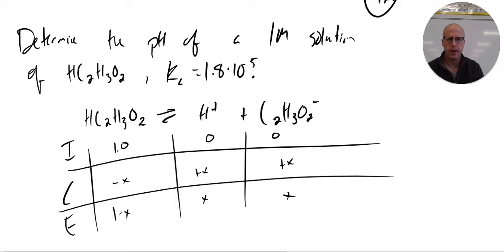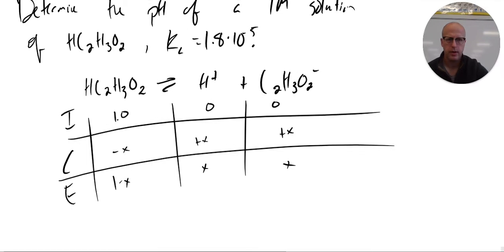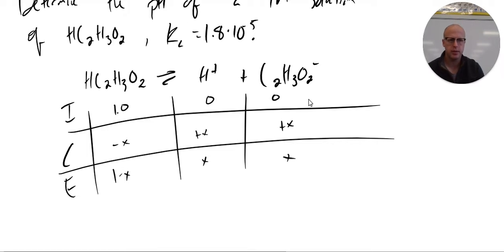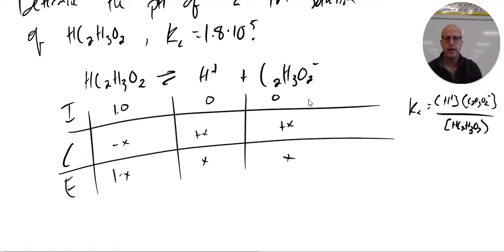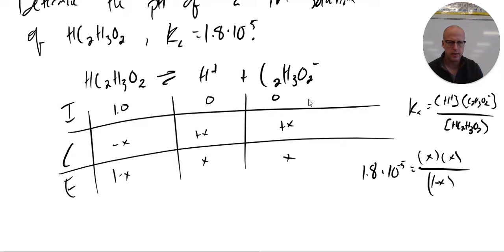Okay, so now that I have my concentrations at equilibrium, what I can do is plug those into my Ka. So the Ka is equal to the concentration of H plus times the concentration of C2H3O2 minus divided by the concentration of acetic acid. Okay, so as I plug those in, let's see what we got. We have 1.8 times 10 to the negative fifth is equal to x times x divided by 1 minus x.